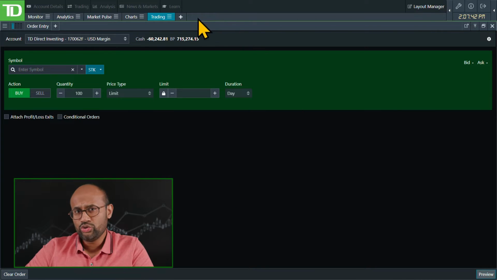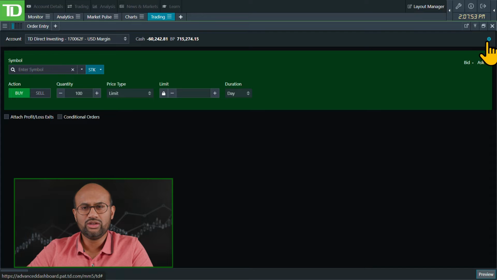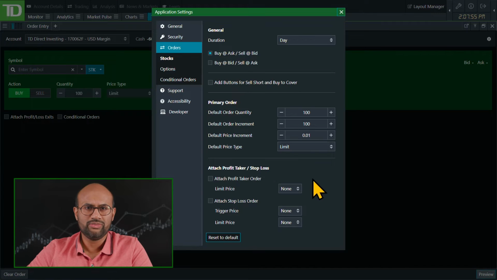Now, one other thing you can do is to make your trading efficient. We just went through the motions of placing a trade, but you want to configure some of these and automate it to a certain degree. So you are able to set your order defaults by clicking over to this gear icon up here. When it brings you up here, you will see that there's orders, and we're currently set up on stocks.